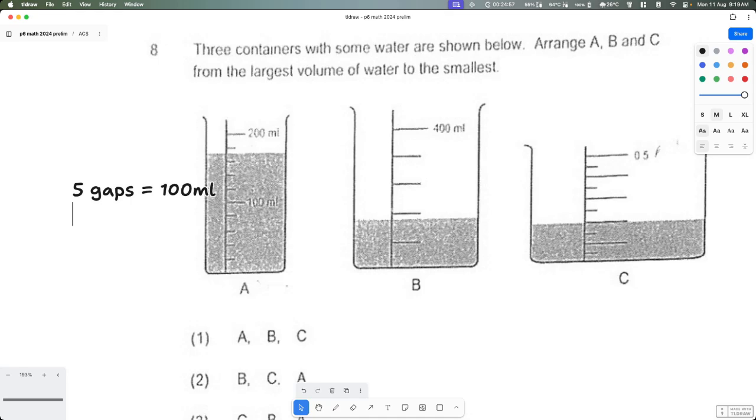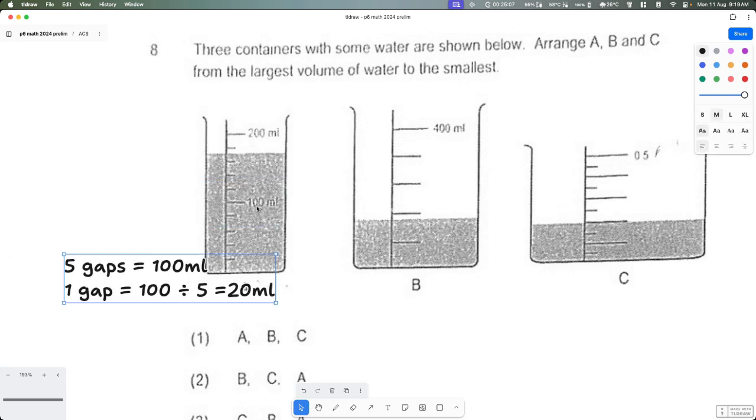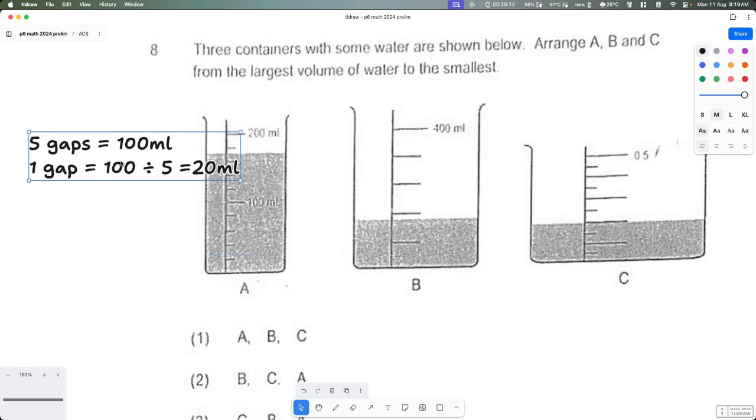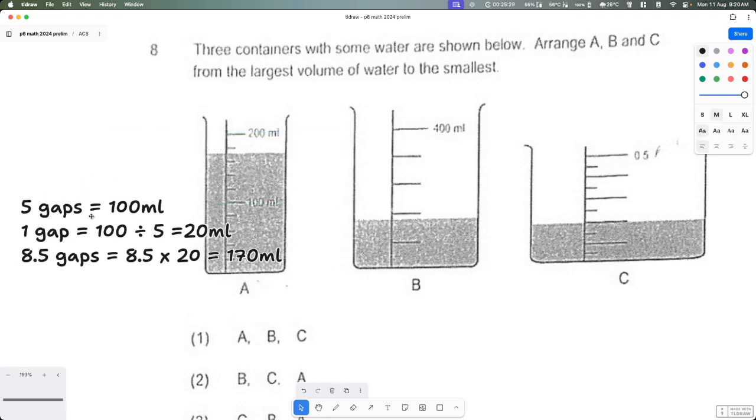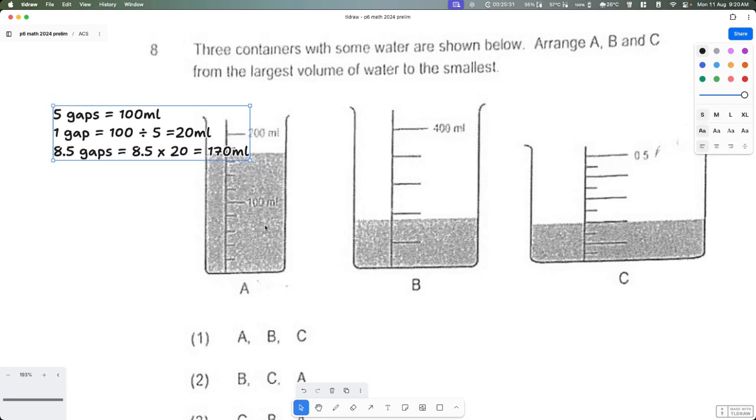And then one gap is equal to 100 divided by 5, and this will give us 20 ml. All right, so from here, we know that we have 100, then 120, 140, 160, and then we have 5 gaps, 6, 7, 8.5. So 8.5 gaps is equal to 8.5 times 20. This will give us 170 ml. Okay, so in this case, A is 170 ml over here.